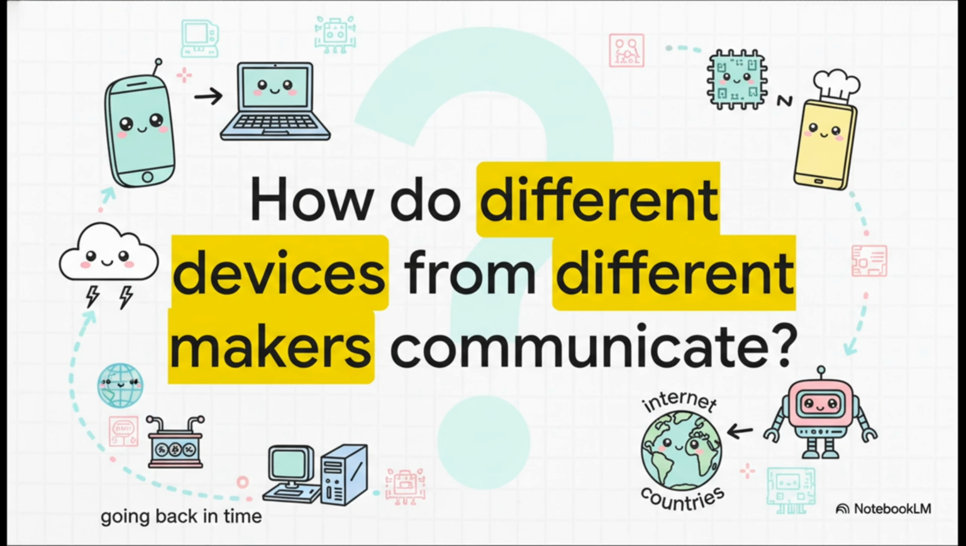So let's just start with that big question. How can an iPhone in America send a photo to a totally different device, an Android phone, all the way over in Japan? They're made by different companies, they run different software, so how do they speak the same language? Well, to get it, you've got to understand that it wasn't always this easy. We have to go back in time a bit.